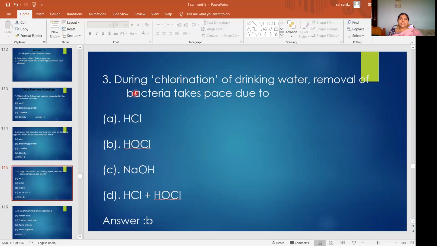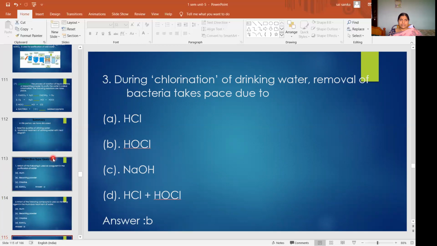Next, the third one. During chlorination of drinking water, removal of bacteria takes place due to. So we are adding chlorination, meaning we are adding liquid chlorine or bleaching powder to the water. What is happening here? Bacteria is removed. So due to what is the bacteria removed? Some molecules are given, and you have to choose the answer: A HCl, B HOCl, C NaOH, D HCl plus HOCl.